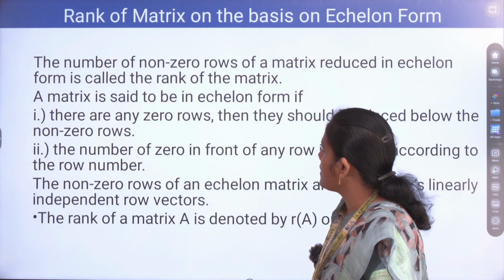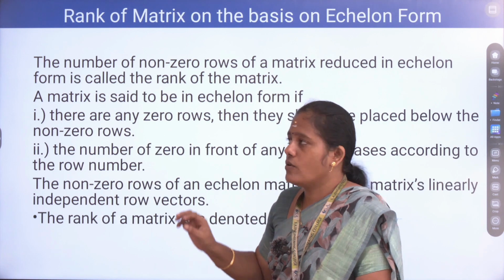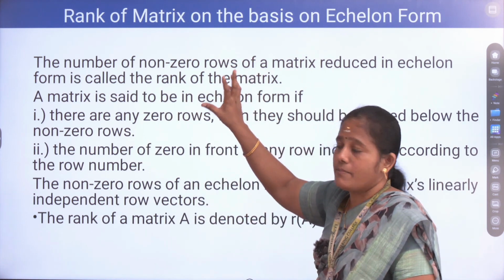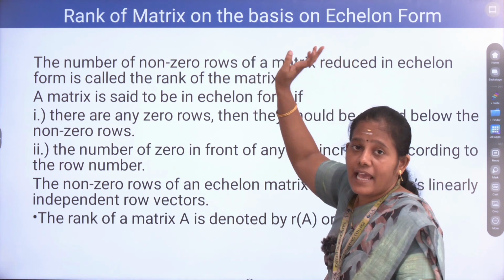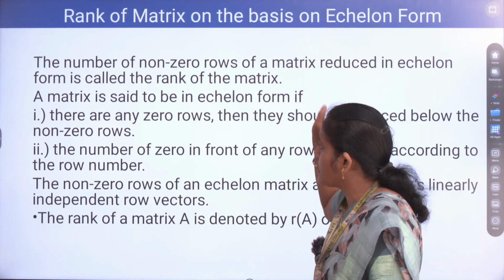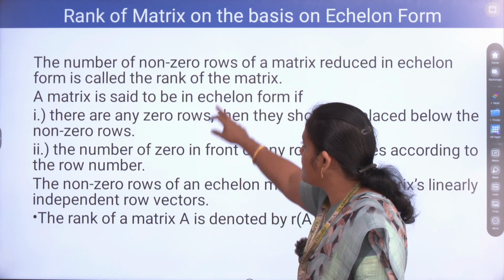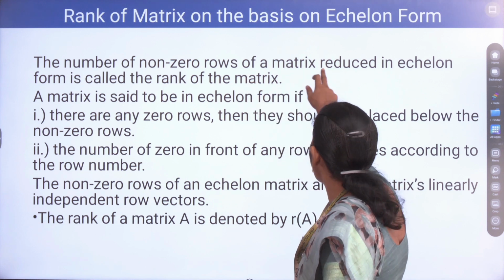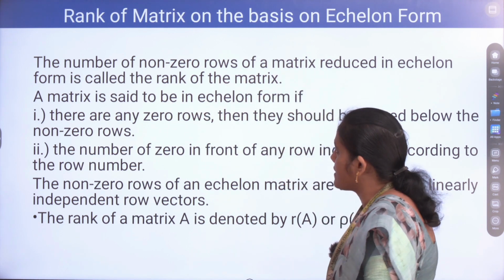The next topic is row equivalent form. How to find the rank of a matrix: it is one of the methods to find the rank, that is, the row equivalent form. So the basic step is to find the rank of a matrix. The number of non-zero rows of a matrix reduced to row equivalent form is called the rank of the matrix.